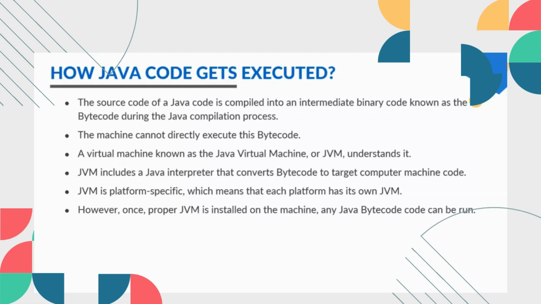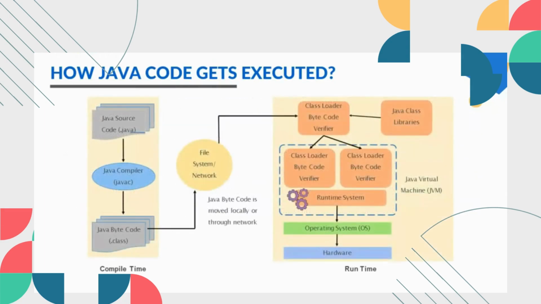Bytecode is platform independent, so once converted into the target machine code, it then runs. But the JVM is platform specific, which means each operating system has its own JVM. As I said, Java code is portable. You can port it to any other machine, and that specific machine-based JVM can run your Java bytecode step by step.